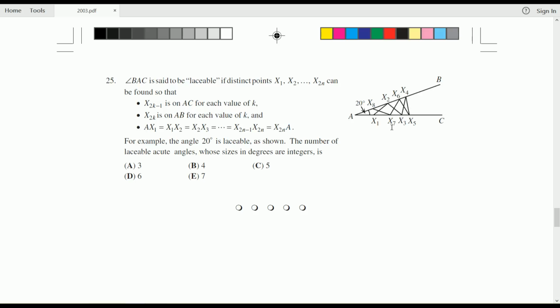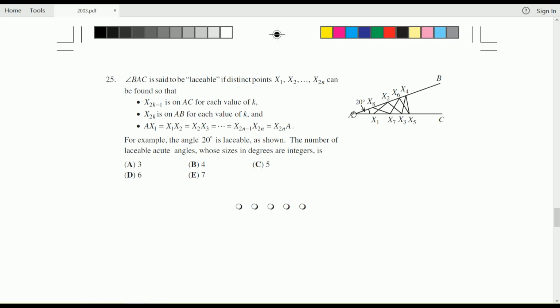For example, the angle 20 degrees is laceable as shown. When it's 20 degrees, we go x1, x2, x3, x4, x5, x6, x7, and x8, and then all the way back to A here. So we do have an even number of points, and they say that it's laceable, so all these lengths in here should be the same length.